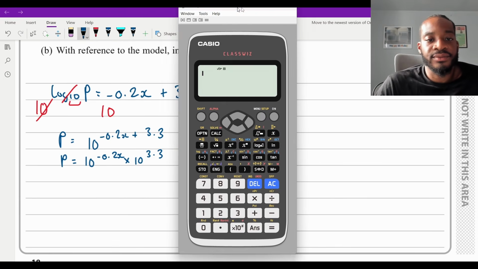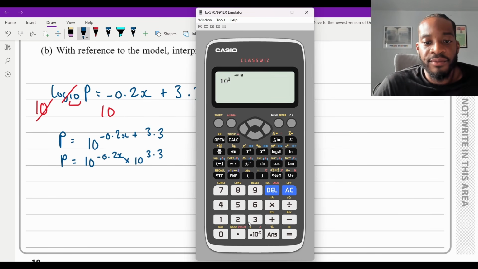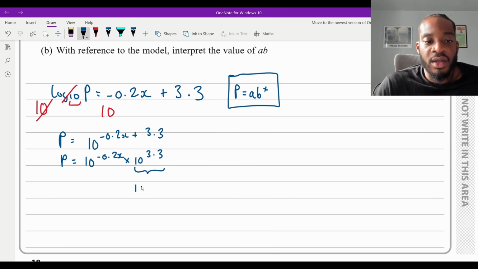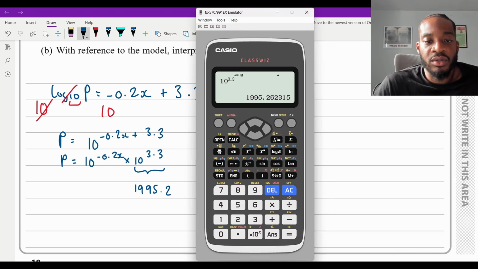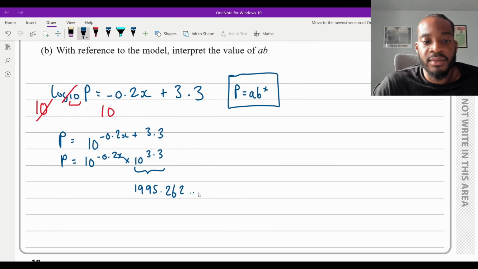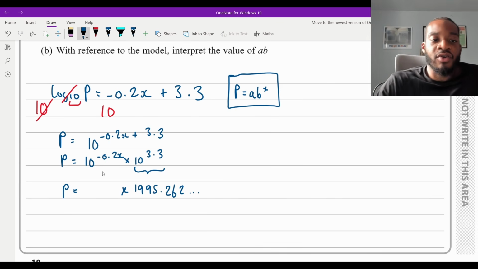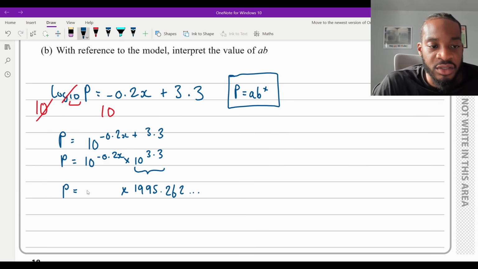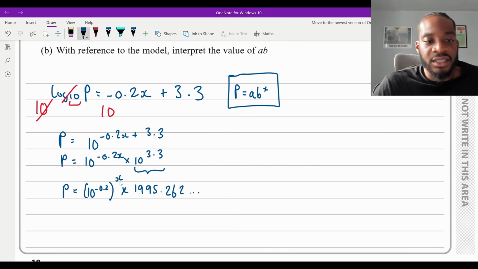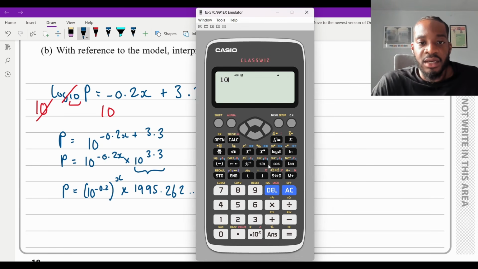10 to the power of 3.3 is going to be 1995.262 and so on. And then this right here, I can use my index laws because it's a product. I can put one of them in and the other on the outside. So it's going to be 10 to the minus 0.2, to the power of x, isn't it? Just from my index laws. And then now I can work out what that is. So that's going to be 10 to the minus 0.2.